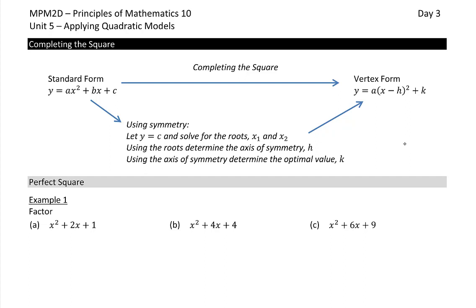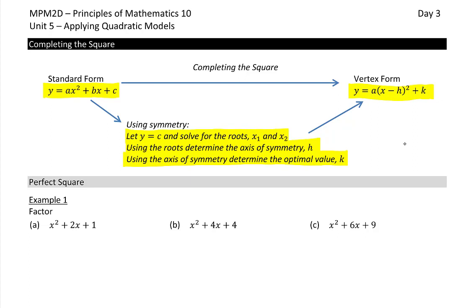So when our equation is in standard form, using symmetry, we let y equal c and solve for the roots. Using the roots, we determine the axis of symmetry. And using the axis of symmetry, we determine the optimal value. And from there, we would sub our h and k value into the equation in vertex form and use the a value from standard form.